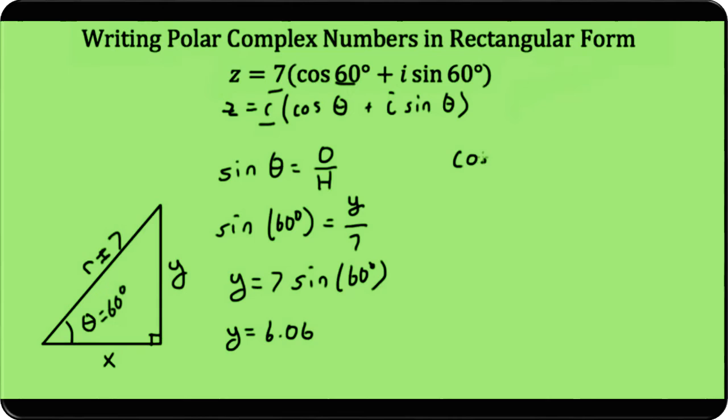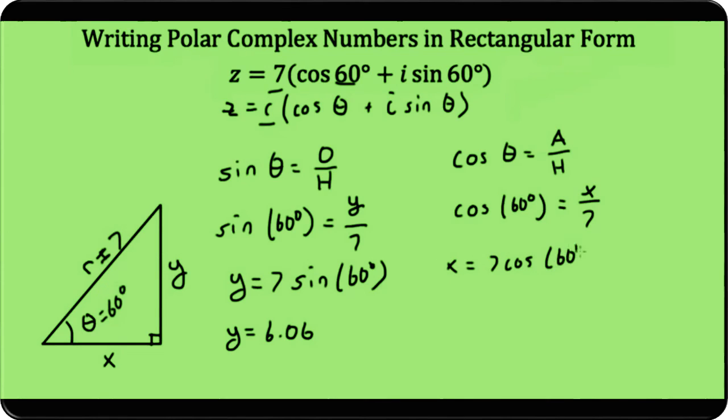For my x value, well, I know the cosine of theta is equal to the adjacent side length over the hypotenuse, so the cosine of 60 degrees is equal to x over 7. So x is equal to 7 times the cosine of 60 degrees. And we will find that x is equal to 3.5. So I have my x and my y value.